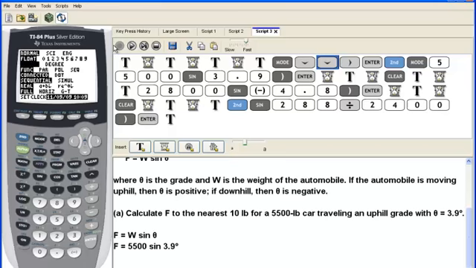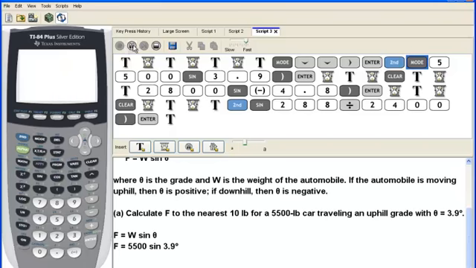Now, since our angle is in degrees, the first thing you'll want to do is to make sure that your calculator is in degree mode. If it's not, press mode and then scroll down to radian and over to degree. Press enter and it will be in degree mode. Then you can press second quit to go back to the calculating screen. Now you're ready to enter 5,500 times the sine of 3.9.